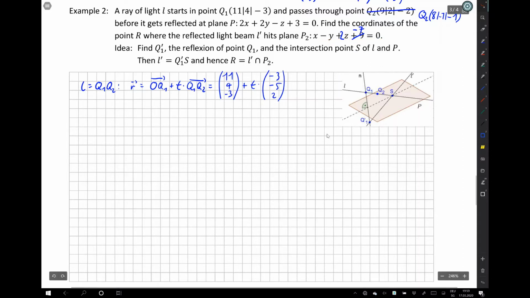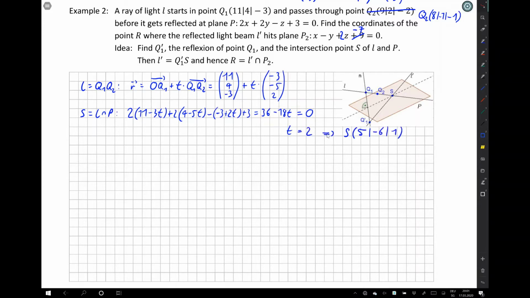Well, using this, we get now the equation for the line L, which should be self-explanatory, and we can now find the intersection point between L and P, which is then the point S. And we get 36 - 18t = 0, and hence t = 2. And we obtain the coordinates of S by inserting the value 2 for t in the equation of the line, and we get S is (5, -6, 1).